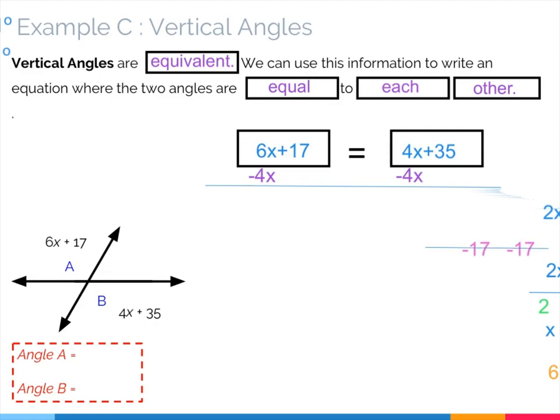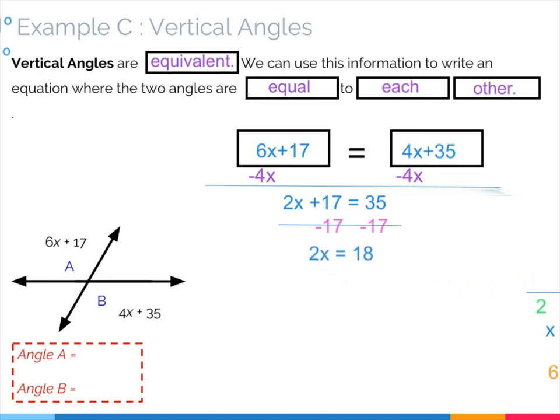When I do that, I'm going to be left with 2x plus 17 on one side and then equals 35 on the other. Now I need to get rid of the 17 constant, so I'm going to subtract 17 from both sides. When I do that, 17 minus 17 is going to cancel out. 35 minus 17 is going to give me 18, so I'll be left with 2x equals 18.